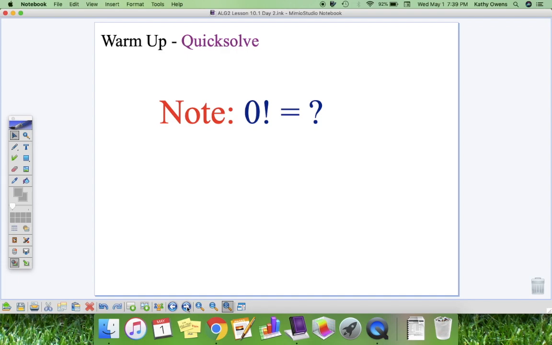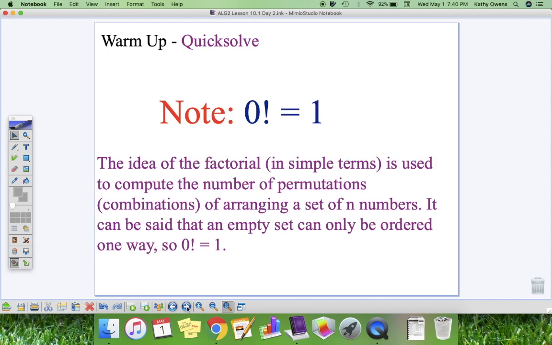Well, in this case, if you have 0 factorial, you have a set of 0 objects. How many ways could you organize that? 1. You'd have 1 way to organize it, and that would be the empty set. So, in general, factorial is used to compute the number of permutations of arranging a set of n numbers. So in this case, 0 numbers. It can be said that an empty set can only be ordered one way. An empty set of nothing can be ordered one way. So 0 factorial is equal to 1.